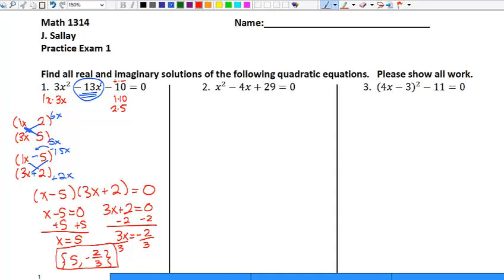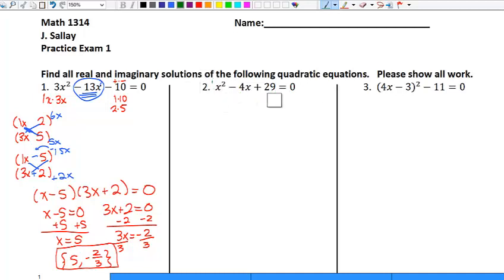On our next problem, step 1 is we need to get it equal to 0. Well, it already is equal to 0, so that's good. Step 2 says to factor the left-hand side. I just don't think that's going to factor. There are no numbers that multiply to 29 yet add to 4, and we can do the shortcut method because a is equal to 1. Unfortunately on number 1, a was not equal to 1, so we had to use guess and check. So this is just not going to factor.